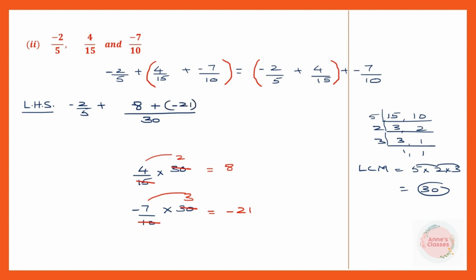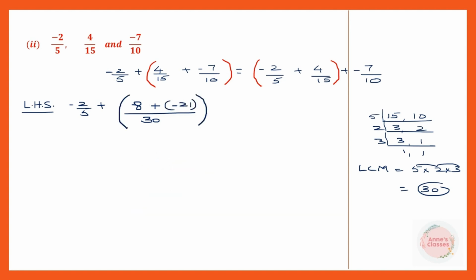So this is another way of getting the numerators. So now let's continue. This is minus 2 by 5 plus, within brackets what do we have? 8 plus minus 21 means 8 minus 21 by 30. So this will remain as minus 2 by 5. Now the next one will be plus 8 minus 21. Signs are different, so we put the sign of the bigger number and we subtract. So it's minus 21 minus 8 is 13. 13 by 30.